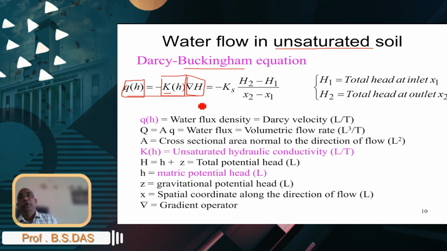So therefore, you have the same Darcy's equation. Now it's a Darcy-Buckingham equation, and it has a few changes. The first one being the saturated hydraulic conductivity is replaced with an unsaturated hydraulic conductivity. The gravitational potential head is not affected. Only the pressure potential head is now changed to the matric potential head. It's now from positive to negative, and of course, once you do that, this whole thing also works. But of course, it has to be steady state.